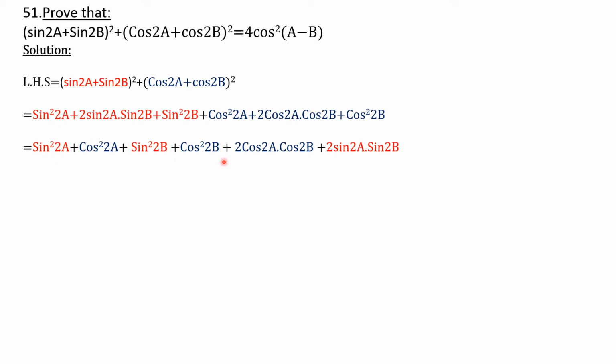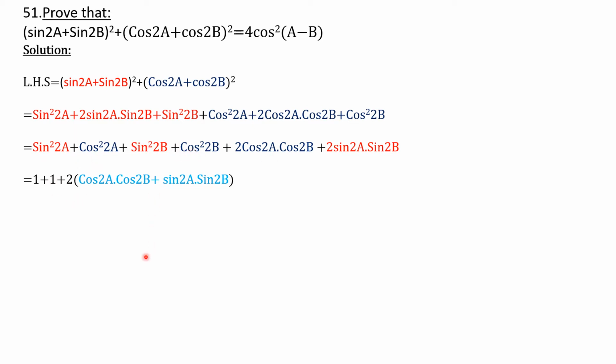Sin square b plus cos square b is also 1. Actually we have sin square 2a over here and here is cos square 2a. But no matter, it is also 1. So similarly sin square 2b plus cos square 2b is also 1. Is this clear? And then in between these two terms we will take 2 as common. So I hope this is clear. 1, this one from these two terms, and this one from these two terms.